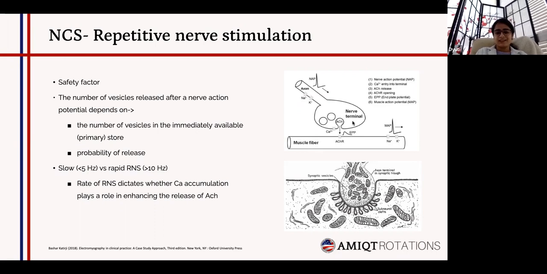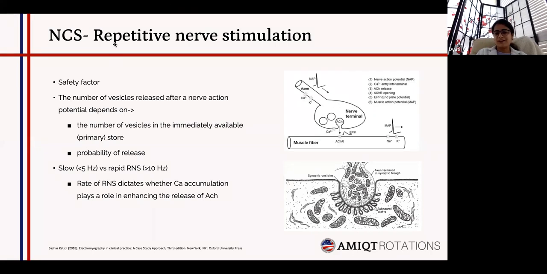The acetylcholine vesicle that is released here has enough acetylcholine to cause a 1 millivolt change in this muscle fiber. On average, around 60 vesicles are released, which means that around a 60 millivolt change is produced here. But the number of vesicles that are released depends on the number of vesicles that are available in this primary store just below the synaptic cleft and the probability of release of these vesicles. And the probability of release is directly proportional to the calcium in this nerve terminal.